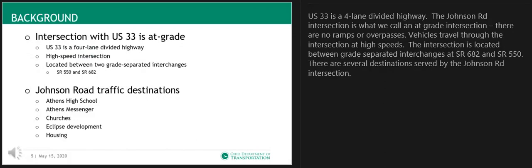US 33 is a 4-lane divided highway. Johnson Road intersection is what we call an at-grade intersection. There are no ramps or overpasses. Vehicles travel through the intersection at high speeds. The intersection is located between grade-separated interchanges at State Route 682 and at State Route 550. There are several destinations served by the Johnson Road intersection.